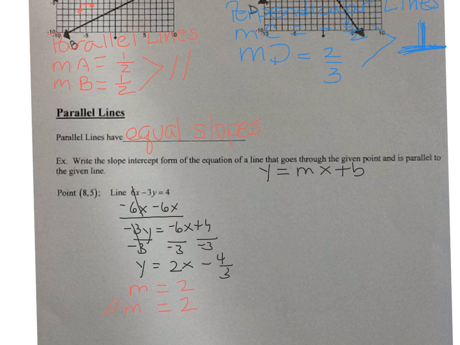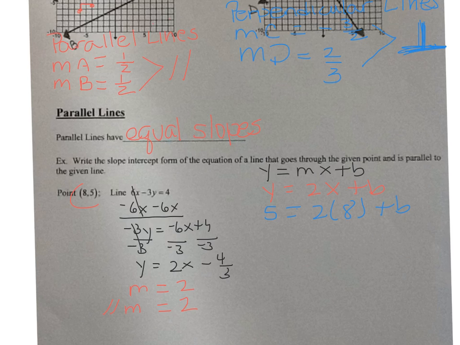y equals mx plus b, and I'm going to write my equation. I'm going to plug in my slope because I know my slope has to be 2. So it's going to be y equals 2x plus b. But I need it to go through this point over here. So I have to plug in that point into x and y. So my y is 5 equals 2 times my x, which is 8, plus b.